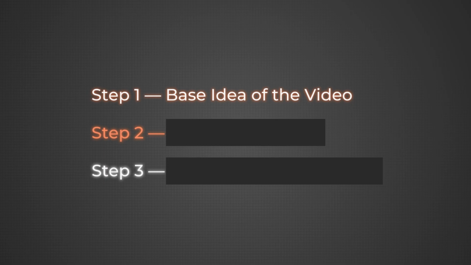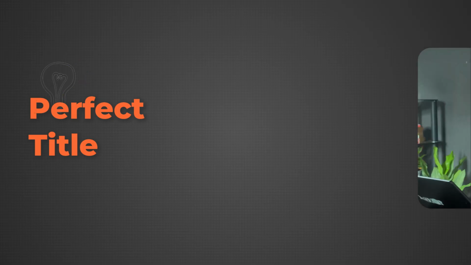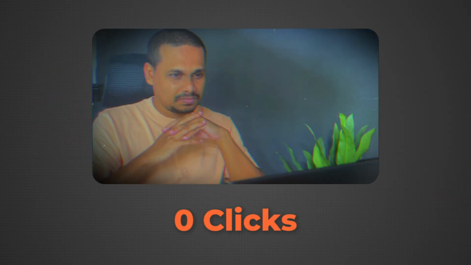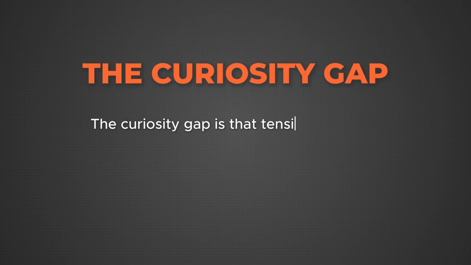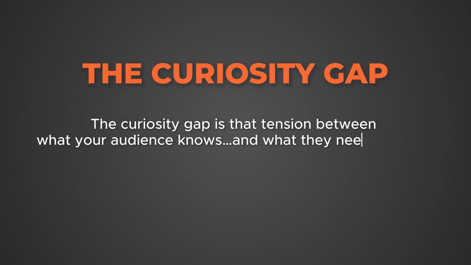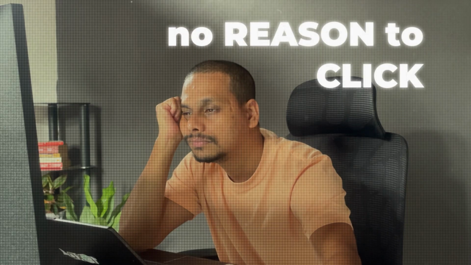But even with a strong base idea, your titles can still flop if they don't hook attention. That's where step 2 comes in, the curiosity gap. Have you ever written a title that you thought was perfect, but it didn't get clicks? It's not that your idea was bad, it's that it didn't trigger the curiosity gap. The curiosity gap is the tension between what your audience knows and what they need to know. The bigger the gap, the better. But if there's almost no gap, there's no reason for them to click.